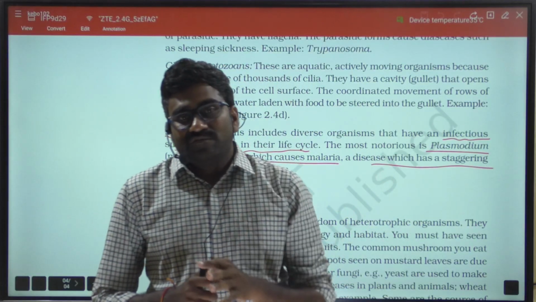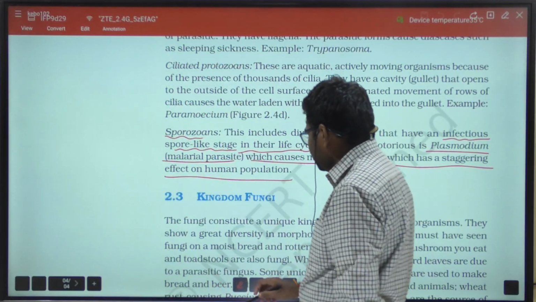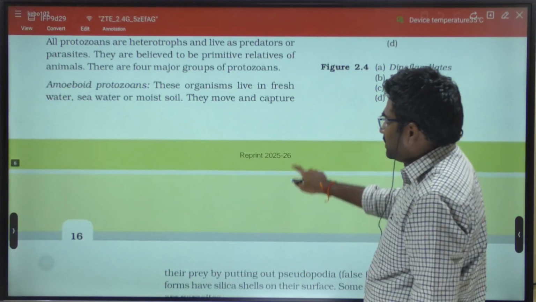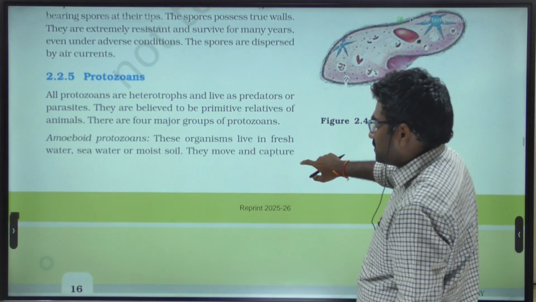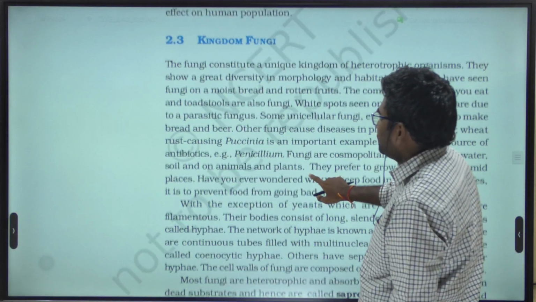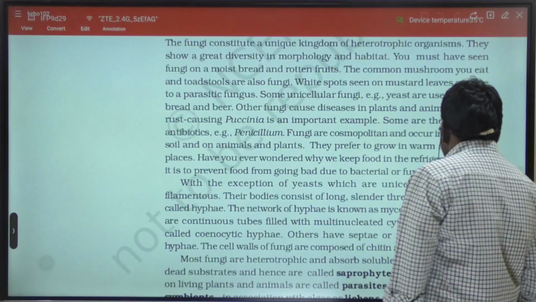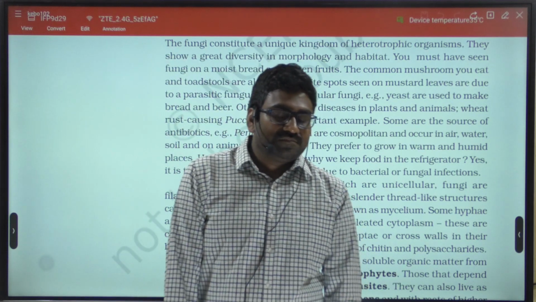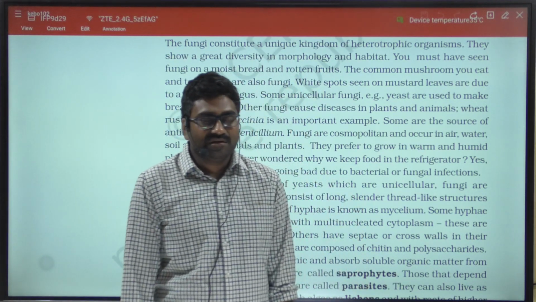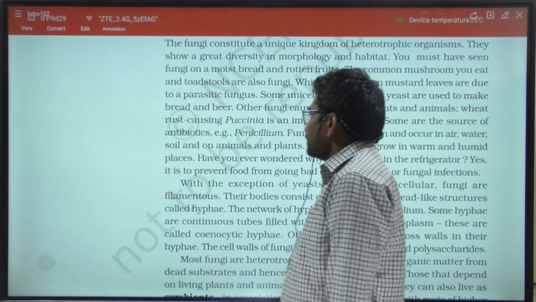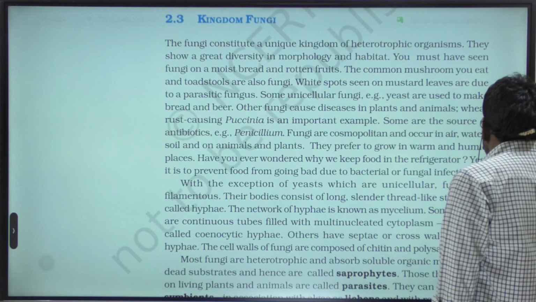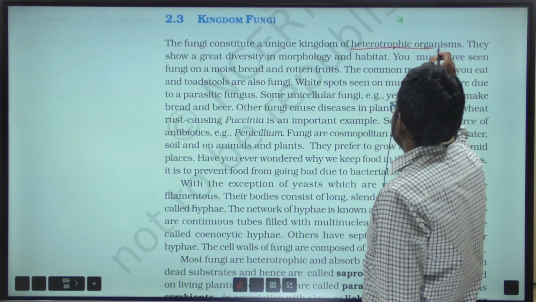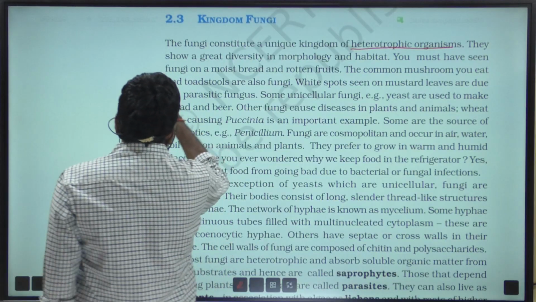So we come across the four groups of protozoans, that is amoeboid protozoans, flagellated protozoans, ciliated protozoans. Okay, right. Next, let us start with the kingdom fungi. So here, kingdom fungi includes multicellular eukaryotic organisms, except yeast. Fungi constitute a unique kingdom of the heterotrophic organisms.